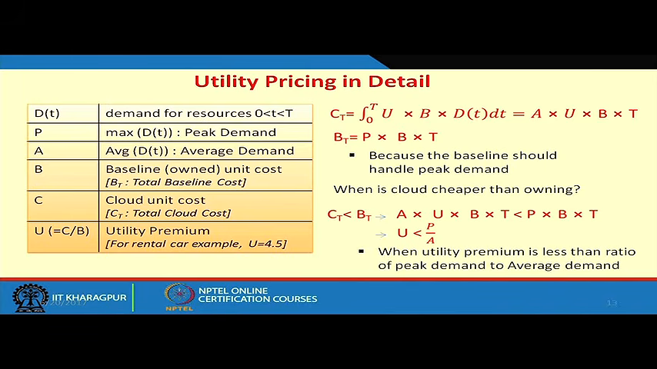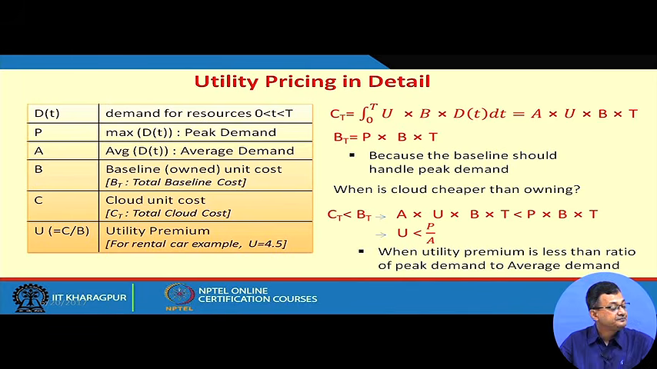Now, if I want to see the overall cloud cost, then U into B into the integral of D(t) from 0 to T is the overall cloud cost, which is U A B T. If I want to calculate the overall baseline cost over time T, it is P, the peak demand, into B, the baseline owned unit cost, into T, the overall time scale, because whenever I go for a baseline I have to provision for the peak demand.